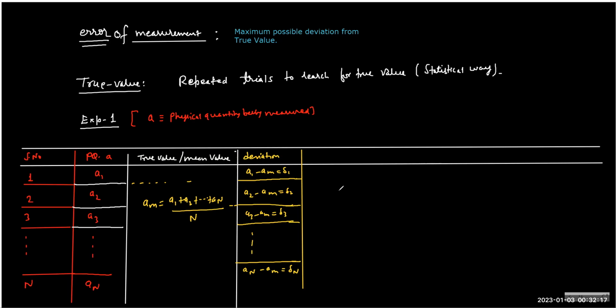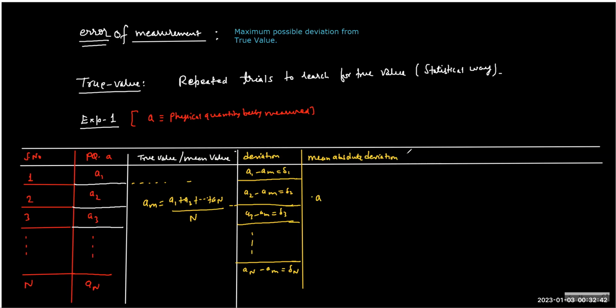So what do we do? Instead of deviation, we find the absolute deviation, the modulus value. And so we define something called the mean absolute deviation. How to find the mean absolute deviation?